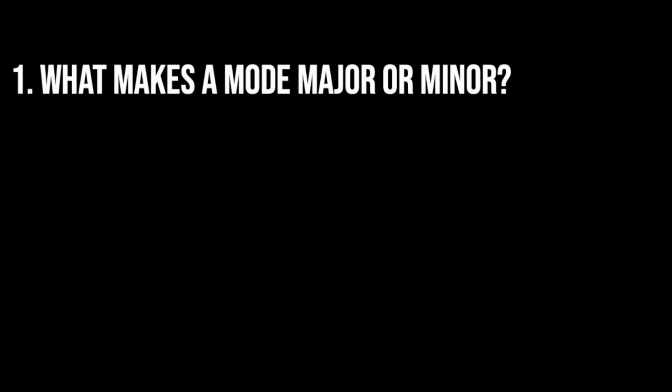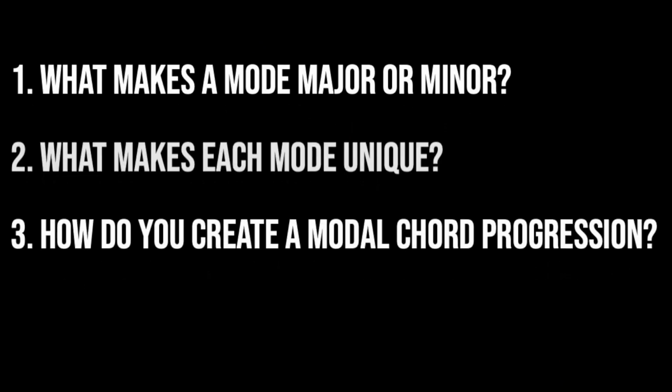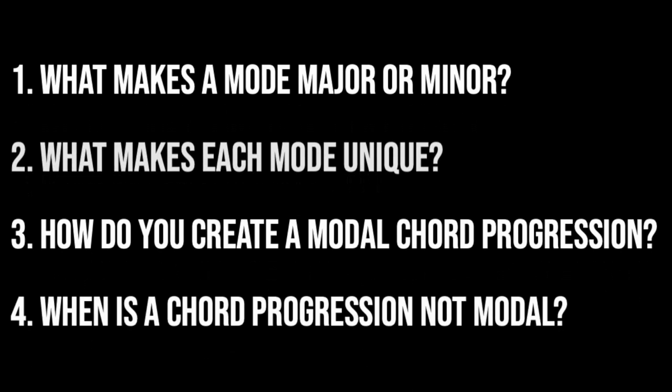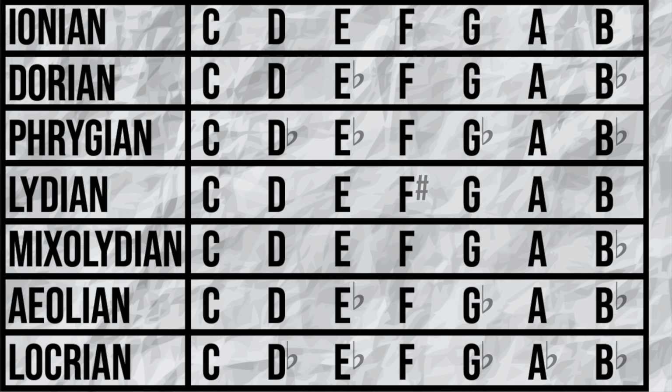In this video, we're going to look at what makes a mode major or minor, what makes each mode unique, how to create a modal chord progression, and when a chord progression is not modal. So as a reminder, here are the 7 modes of the major scale. I'm going to start each of these modes from the same note. Let's use C.